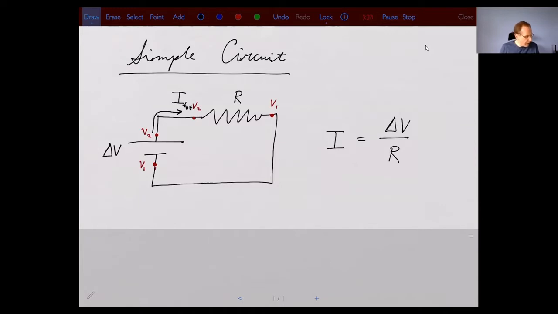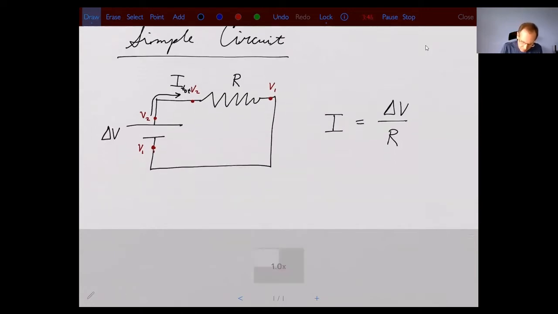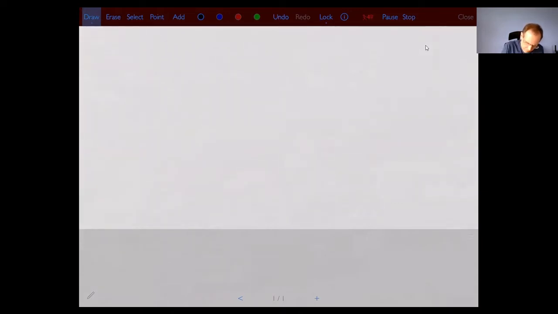All right, so the first type of circuit that we're going to see is something called a series circuit. So what does that mean? It means that we're going to have two resistors, and they're going to be in series with one another. So they're going to follow after one another. So let me draw this out. It'll look something like this.